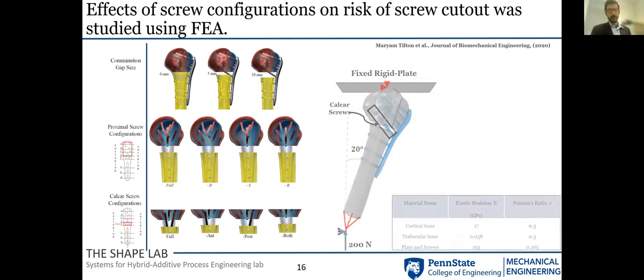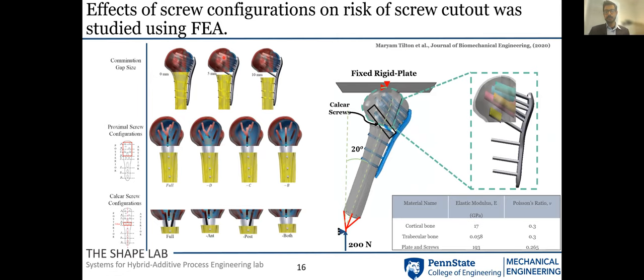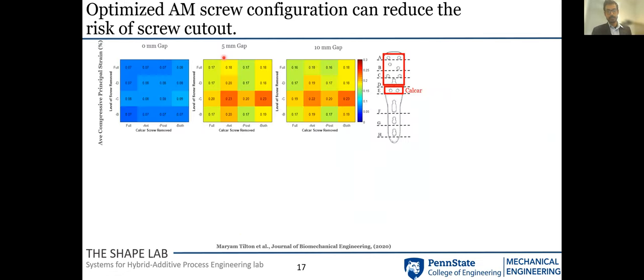So this was purely an FEA study just because of the cost prohibitive nature of saw bones and running enough number of statistical tests. But regardless, the moral of the story is that we can eliminate the calcar screw, which was a big problem, in particular if we use additively manufactured parts. And here is a quick summary.